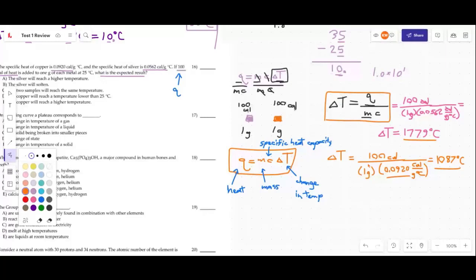Yes, that makes sense to me, because silver gets hotter, or it reaches a higher temperature, because the number's smaller. The specific heat is smaller than copper itself. Okay, I understand the concept. That makes a lot more sense now. So basically the silver ends up reaching a higher temperature, so the answer is A.